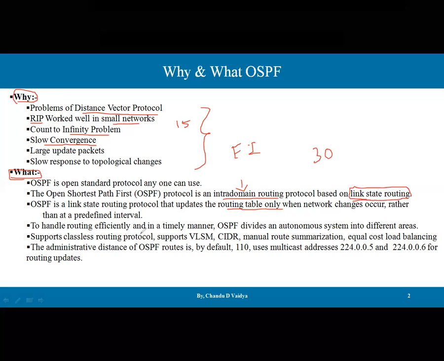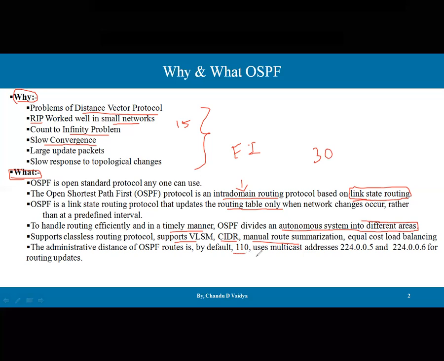To handle routing efficiently and in a timely manner, OSPF divides the autonomous system into different areas. We'll discuss this in different slides. OSPF supports classless routing, VLSM, CIDR, manual route summarization, and equal cost load balancing. These are the features, guys. The administrative distance of the OSPF protocol is 110, whereas for RIP it is 120.